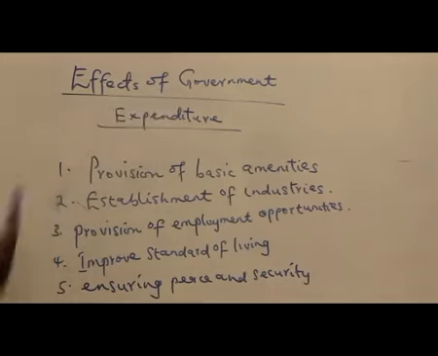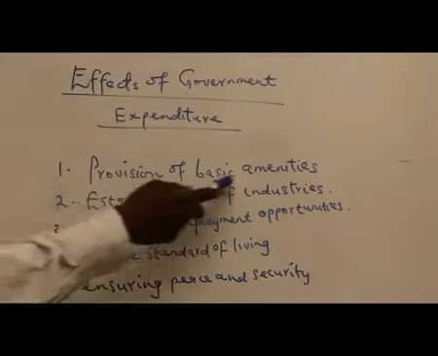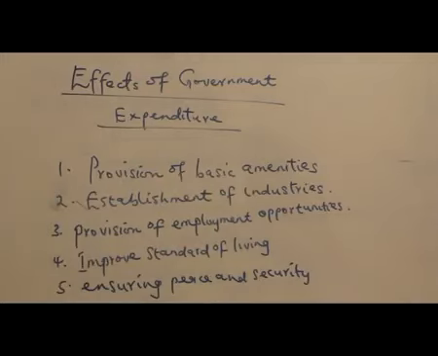Effects of government expenditure. Number one, provision of basic amenities. When government carries out expenditure, they do it purposely to provide basic amenities. So with the help of basic amenities in an economy, it will make the economy move forward and allow the people in the economy to enjoy their life. Number two, it has effect on the establishment of industries. Where we have government spending, it will make other industries come up. Even the incoming industry will find it easier because of the availability of amenities in that economy.